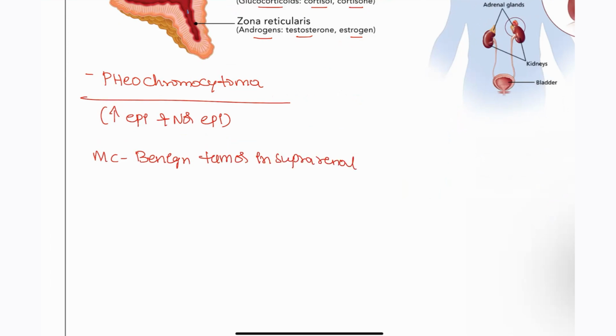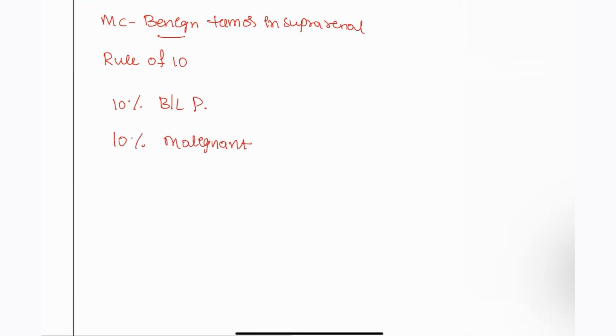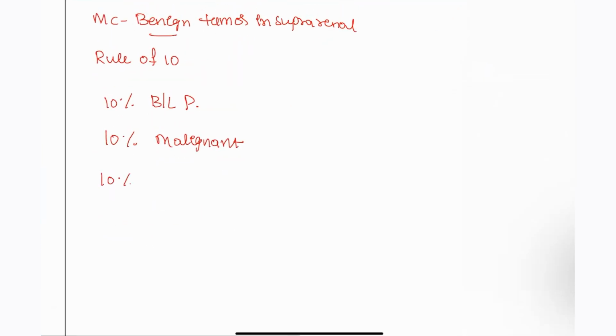Okay, next, this is going to follow the rule of 10. So what is this rule of 10, guys? 10% of the cases will be bilateral, and 10% are actually benign. 10% of the patients will be associated with malignancy, and only 10% of the population will be associated with this condition. 10% of this benign tumor, not just in the adrenal, can also be associated with extra-adrenal sites for tumor production. That is the rule of 10.